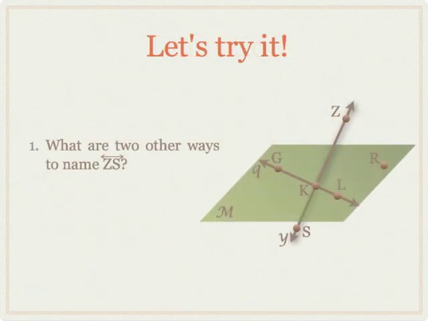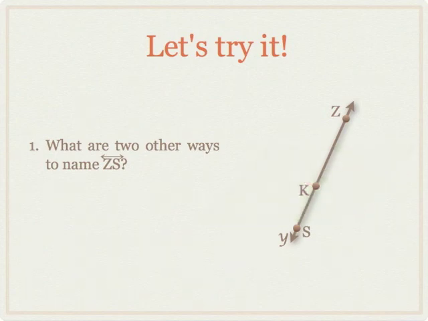What are two other ways to name the line ZS? Well, first thing that might help with naming something is to simplify the figure. So let's go ahead and eliminate everything in this figure except line ZS. So notice the plane disappeared. And we can see quite easily now that there are 3 points on this line, and we can use any two of those 3 points to name this line. So we could name this line SK or line KZ. Remember, the order of the points doesn't matter. Also notice that script Y there. That allows us to name this line Y.